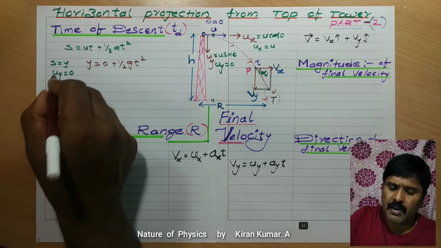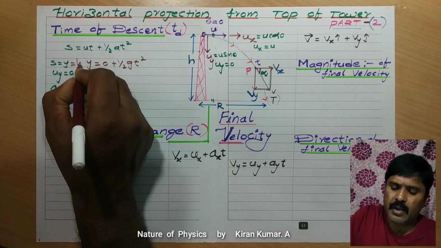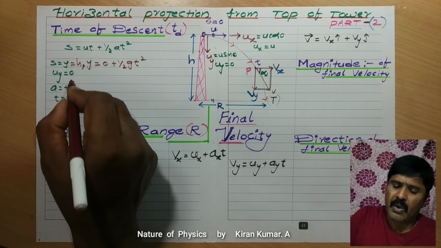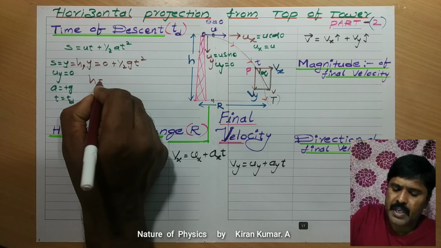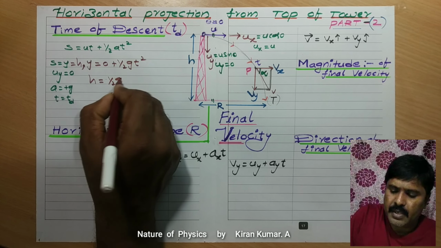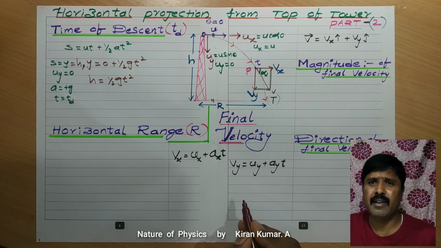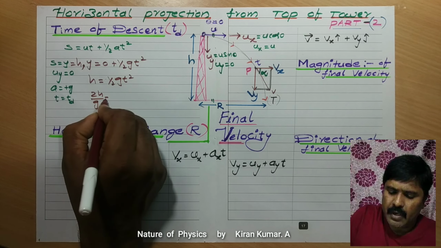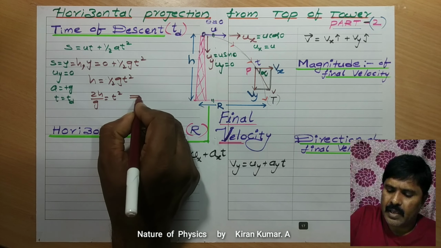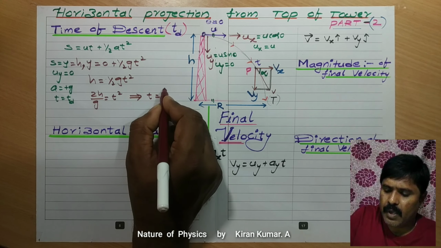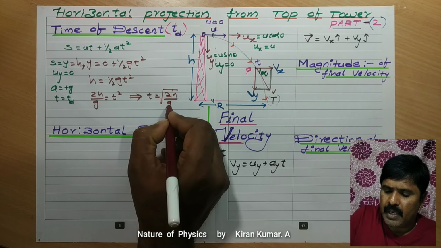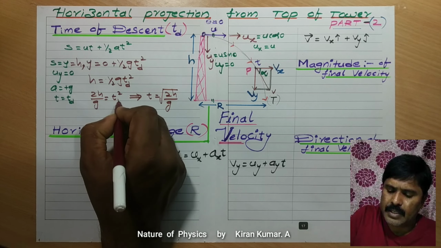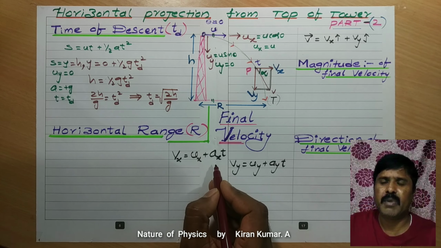Okay, so here y is equal to h, student. How much? Y, the vertical displacement, is h here. So h is equal to half g t square. We can directly write s is equal to h. So 2h by g is equal to t square, student. So finally I got t is equal to root over 2h by g, but the time is taken as time of descent td, student. Td is equal to root over 2h by g.